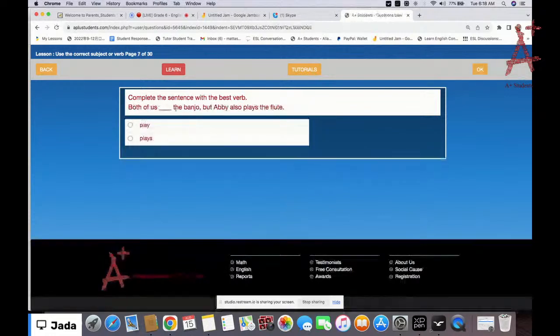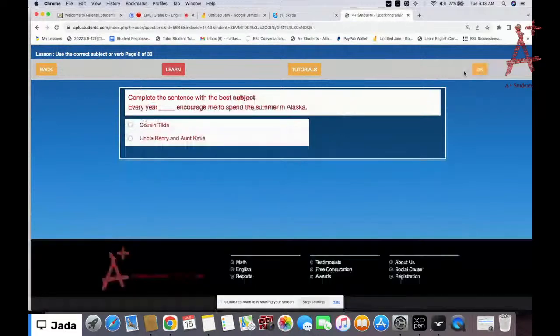All right. Both of us play the banjo, but Abby also plays the flute. So now, because ours here is plural, it shows that you're talking about more than one person. So ours here is plural, and then the verb is also gonna be plural, and the verb is not gonna have an es or ies or whatever it is. So it's just gonna be both of us play the banjo, but Abby also plays the flute.